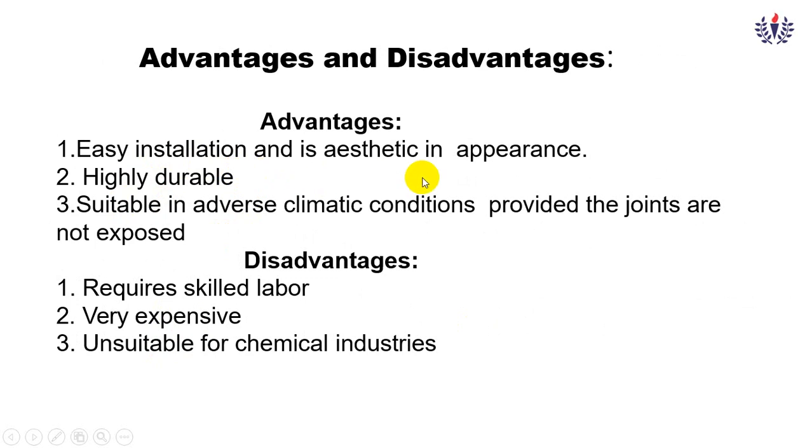It is easy to install, it is looking good, it is highly durable and suitable in adverse climatic conditions, and provided with joints, but requires skilled labor, and is very expensive because lead is costly. When we are putting lead sheaths, it is unsuitable for chemical industries, because lead, Pb, will react with the chemicals.